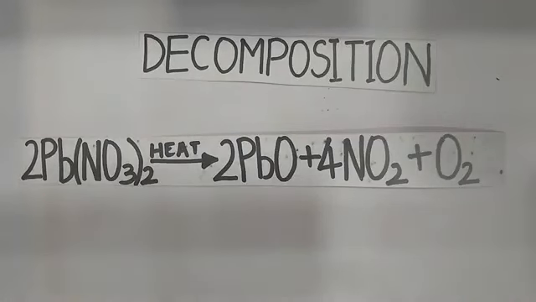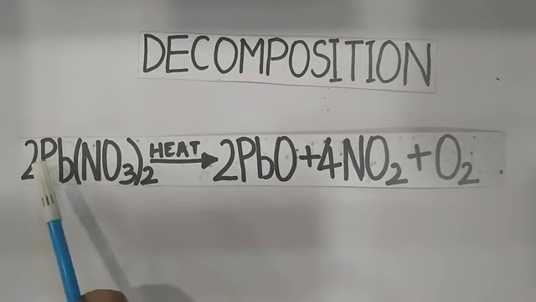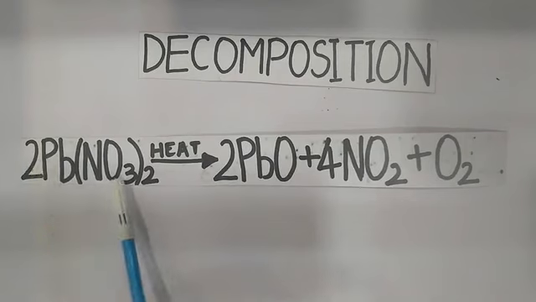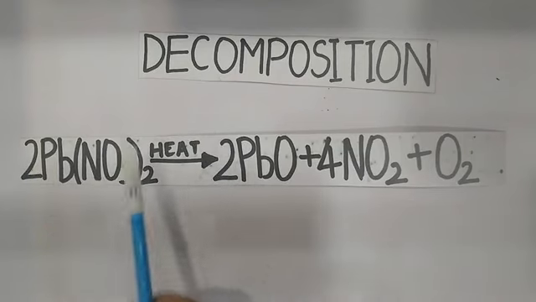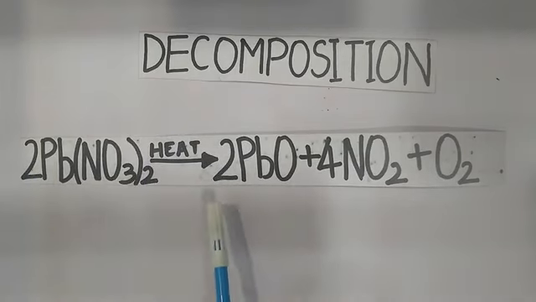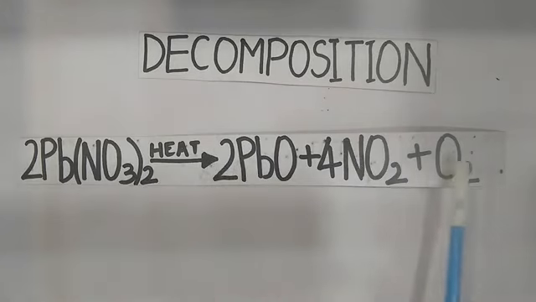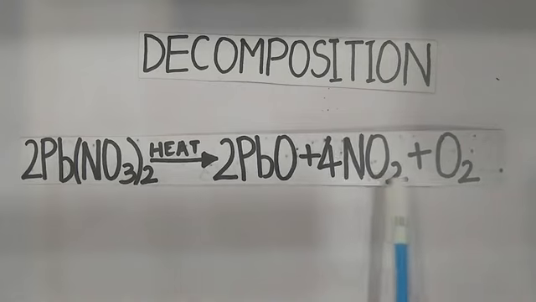This is another example for the decomposition reaction, where lead nitrate, lead is indicated as Pb, takes a form of energy, which is heat, to break down into further compounds, which is PbO, 4NO2 and O2.